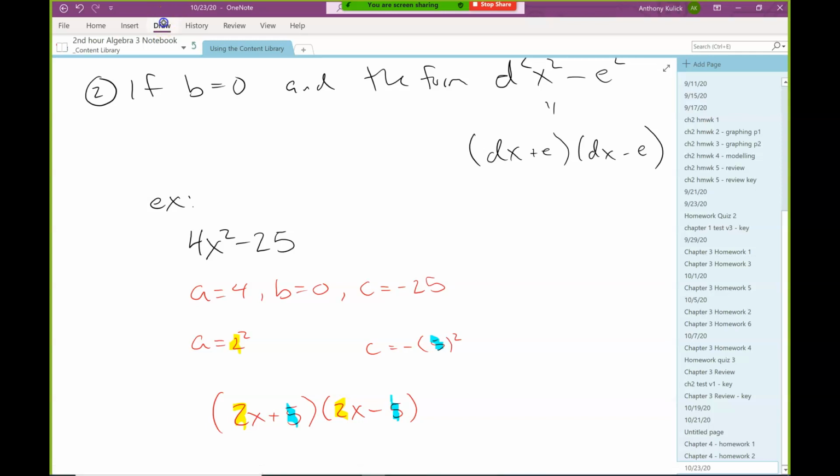Whoa! That's pretty nice, right? We don't even have to worry about finding two numbers. That's even easier. Okay, so far so good.